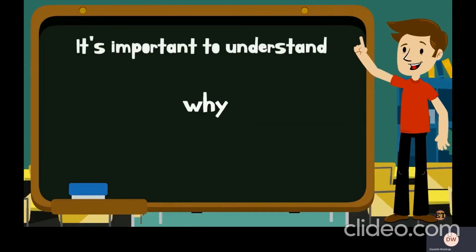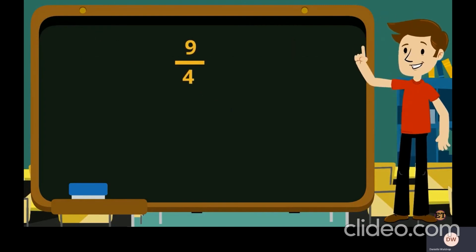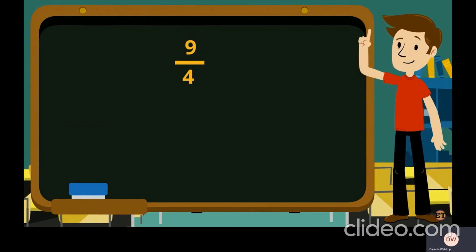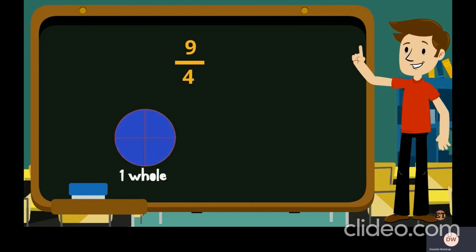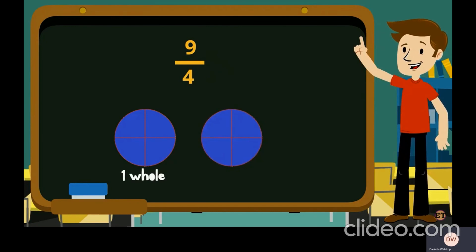Again, it's important to understand why, so let's go back and take a closer look. Here is the improper fraction we started with. Why do we work out how many times the denominator goes into the numerator? Well, since we're working with quarters, we know that every time we have 4 of them, we have 1 whole. So, by working out that there are 2 lots of 4 in 9, we know that our number must have 2 whole.